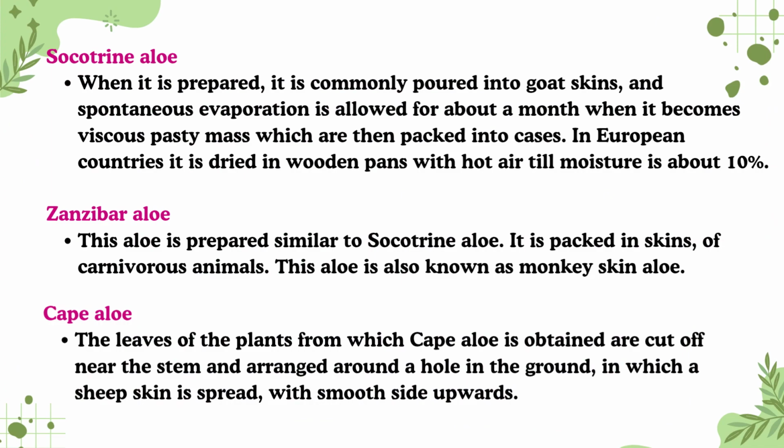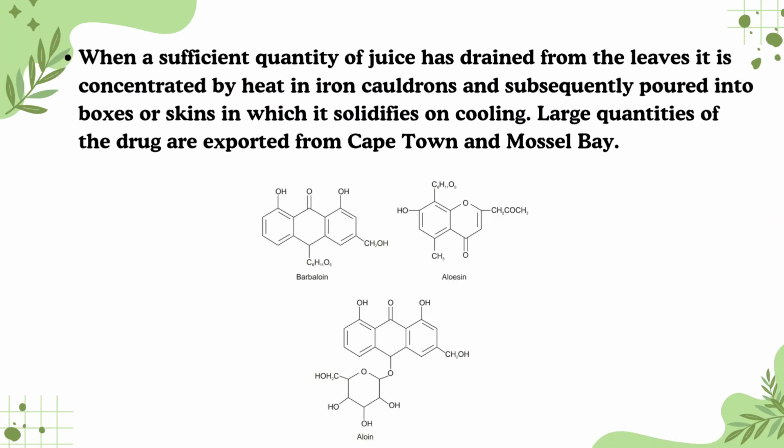Cape aloe. The leaves of the plants from which Cape aloe is obtained are cut off near the stem and arranged around a hole in the ground, in which a sheepskin is spread, with smooth side upwards. When a sufficient quantity of juice has drained from the leaves, it is concentrated by heat in iron cauldrons and subsequently poured into boxes or skins in which it solidifies on cooling. Large quantities of the drug are exported from Cape Town and Mossel Bay. Let's observe the structures of barbaloin, isobarbaloin, and aloin.